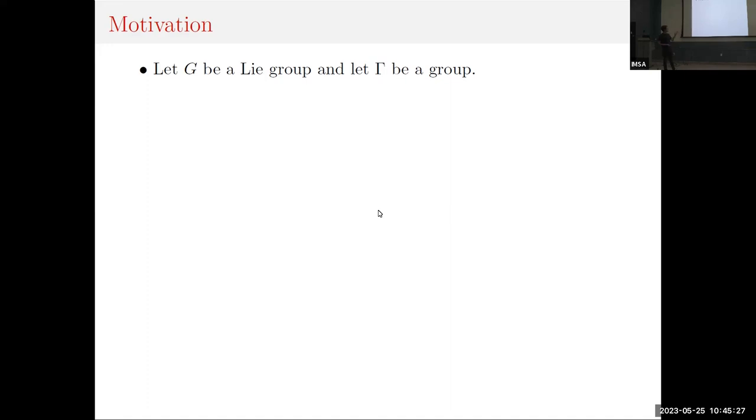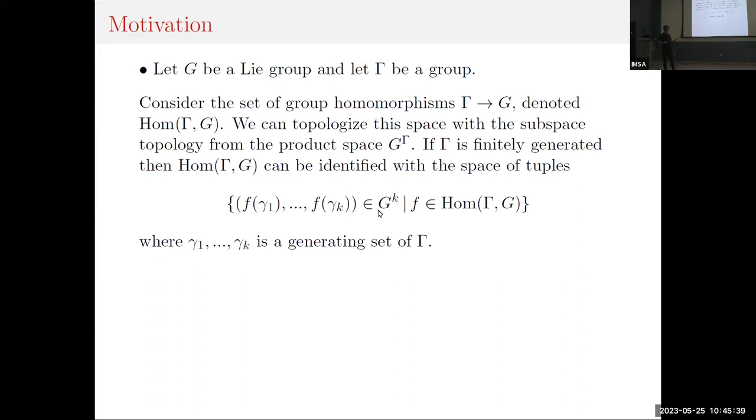I'll be considering Lie groups, and when I say gamma, that is going to be a discrete group. So let me start by taking the set of homomorphisms from the group gamma into the Lie group G. I can topologize this set by taking it inside the product space G to the gamma. And the nice thing is that when gamma is finitely generated, say by generators gamma one to gamma k, I can identify this set with a subspace of G to the k, of k-tuples, where the tuples are just the evaluation of the homomorphism at the generators.